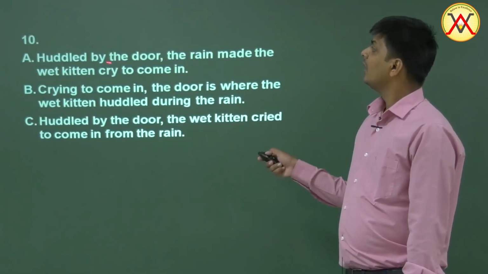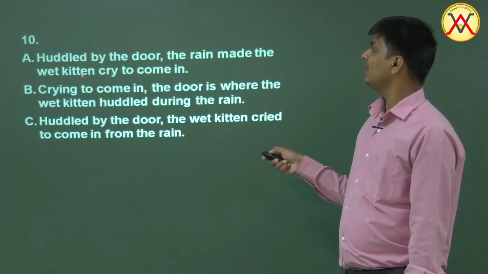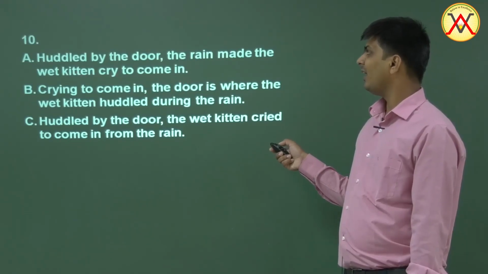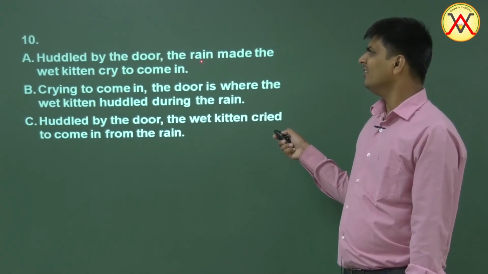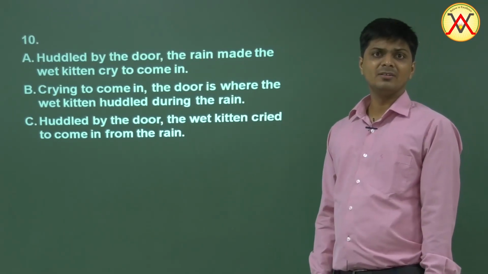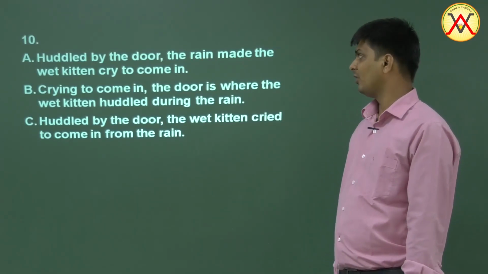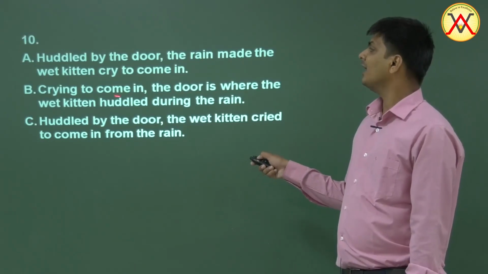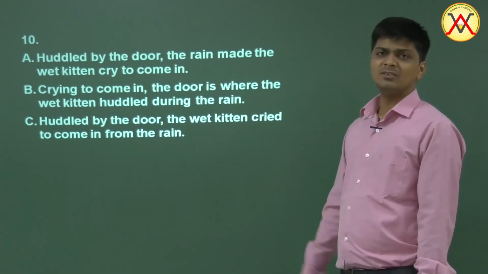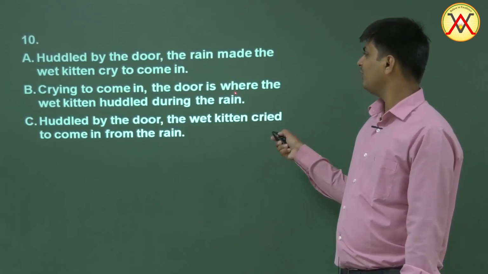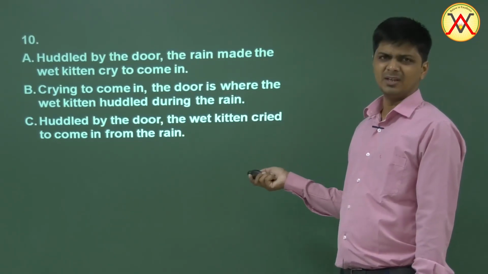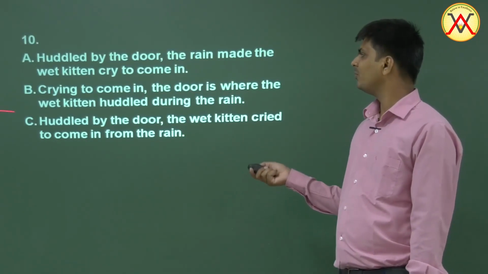Question number 10. "Huddled by the door, the rain made the wet kitten cry to come in." Well, the rain. Is the rain huddled by the door? It's not. Therefore, it's wrong here. The rain is not huddled by the door. Here, "crying to come in" is the modifier, and the door is where? Well, is the door crying to come in? It cannot, obviously. So, it's again a misplaced modifier.